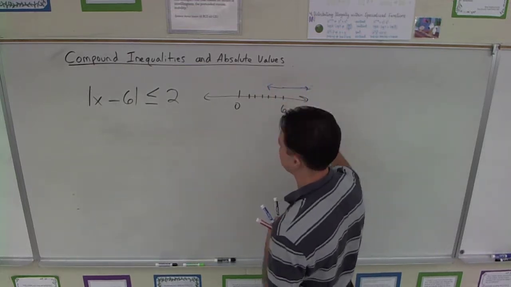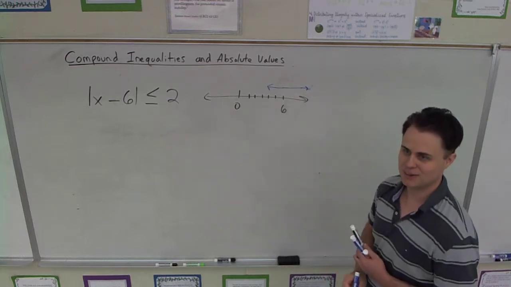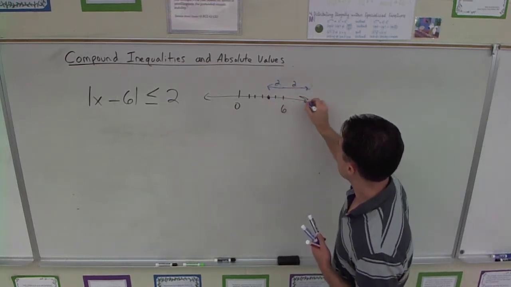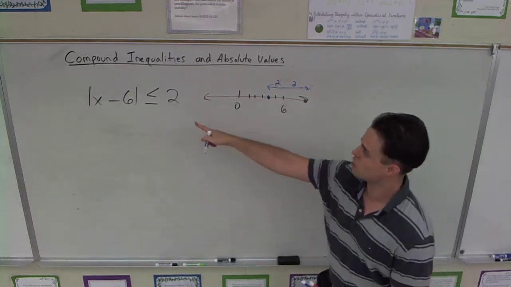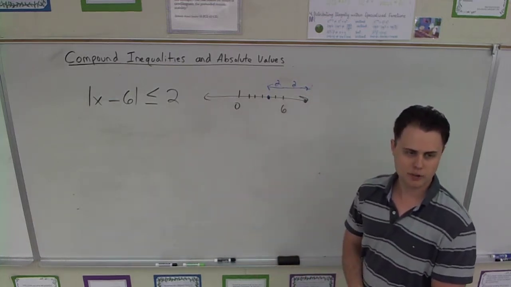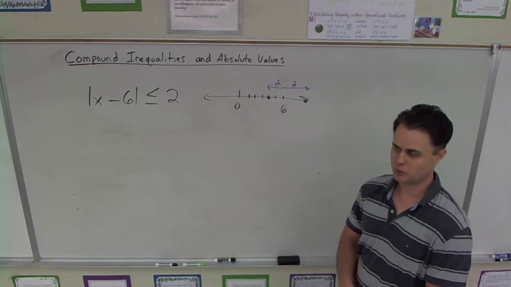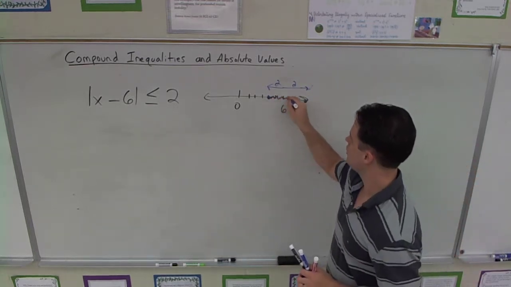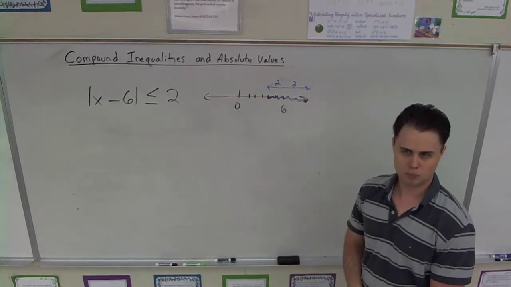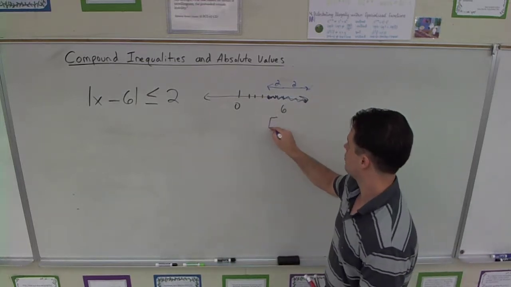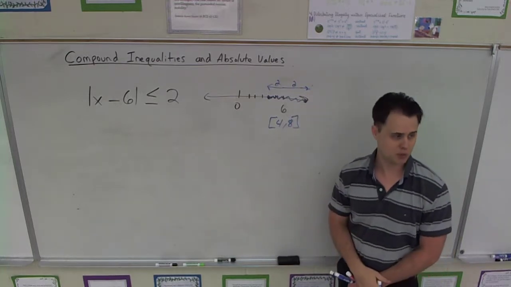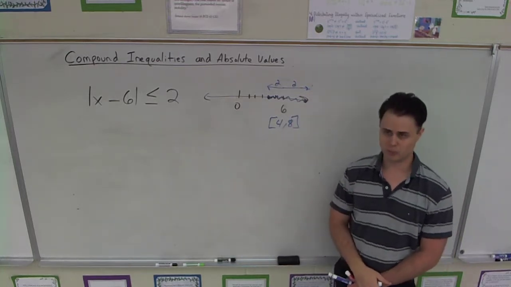I kind of made like the same problem as a second ago, right? Go 2 each way, except we don't just want the edges. Those work, right, because of the equals. Where are the other things that work? These. Inside. So that's the answer. 4, 2, 8. That entire interval between 4 and 8.